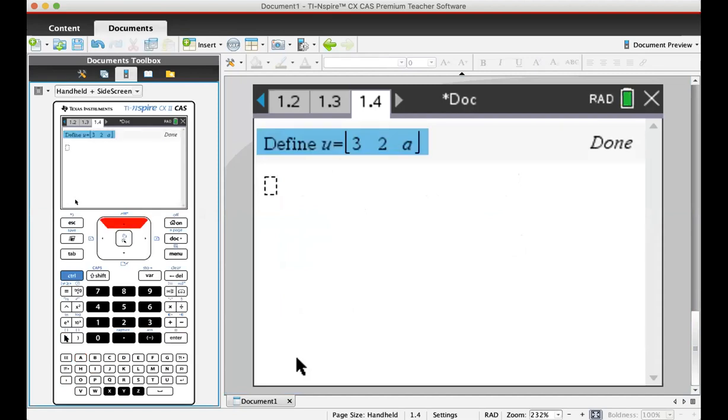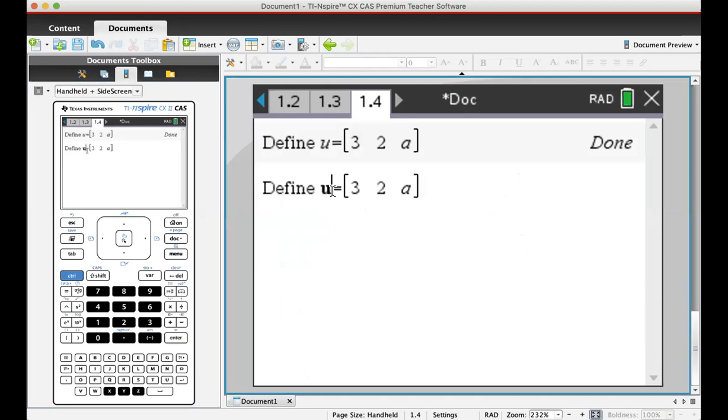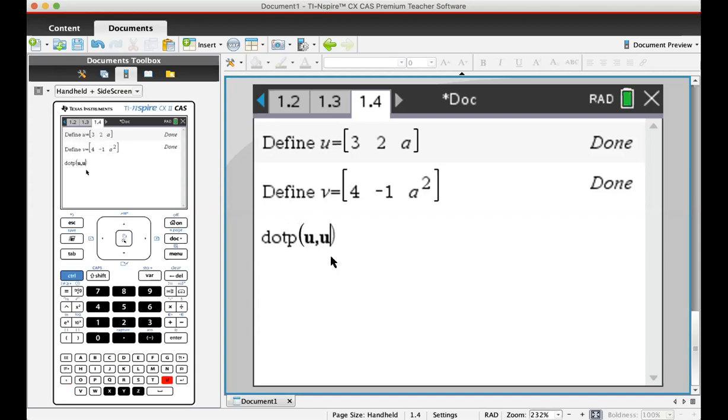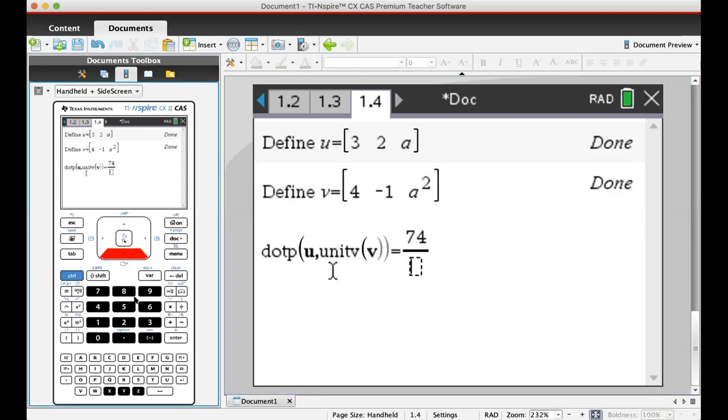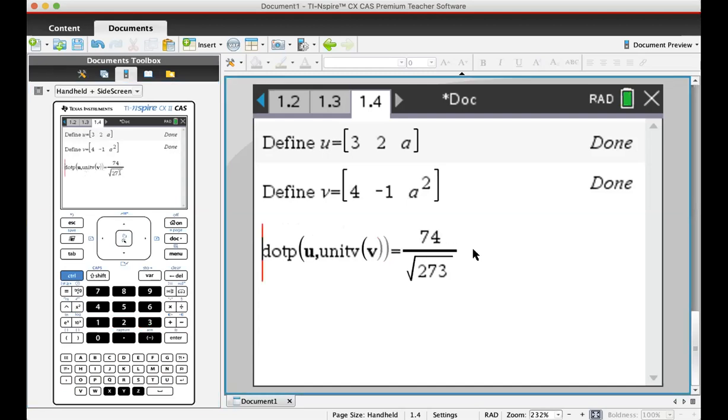Then hit up, enter. Change this U to V. And the three numbers should be 4, -1, and alpha squared. Good. Now, the scalar resolute is 74 over root 273. So, dot P u comma unit v bracket v equals 74 over root 273. What is our target here?